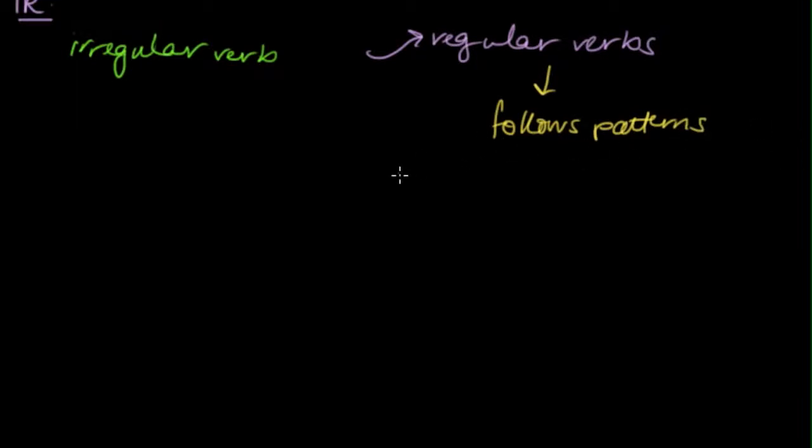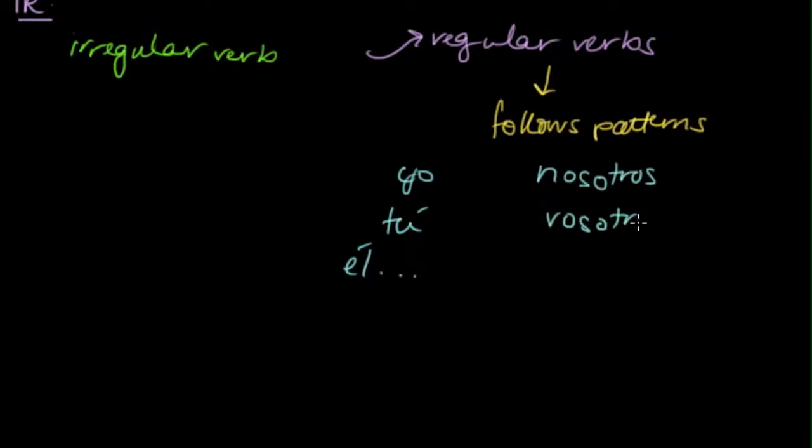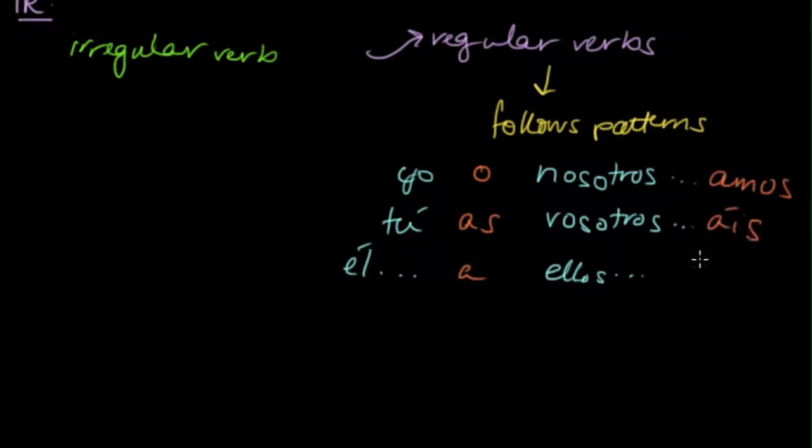So for AR verbs, for instance, our conjugation patterns are based on subject pronouns, and based on what the subject of a verb is, we know that it will have a specific sort of ending. So, for example, o, as, a, amos, áis, and an are examples of a conjugation pattern for a regular verb.